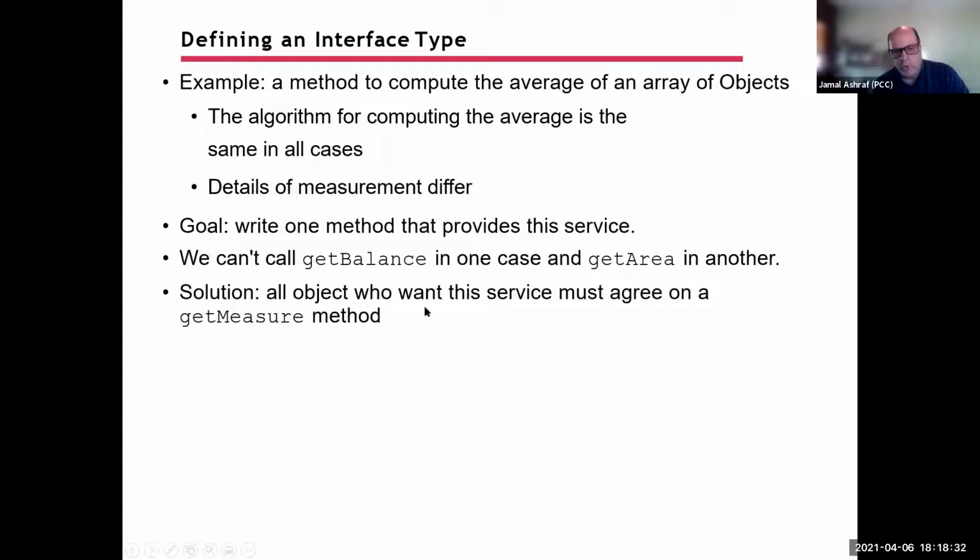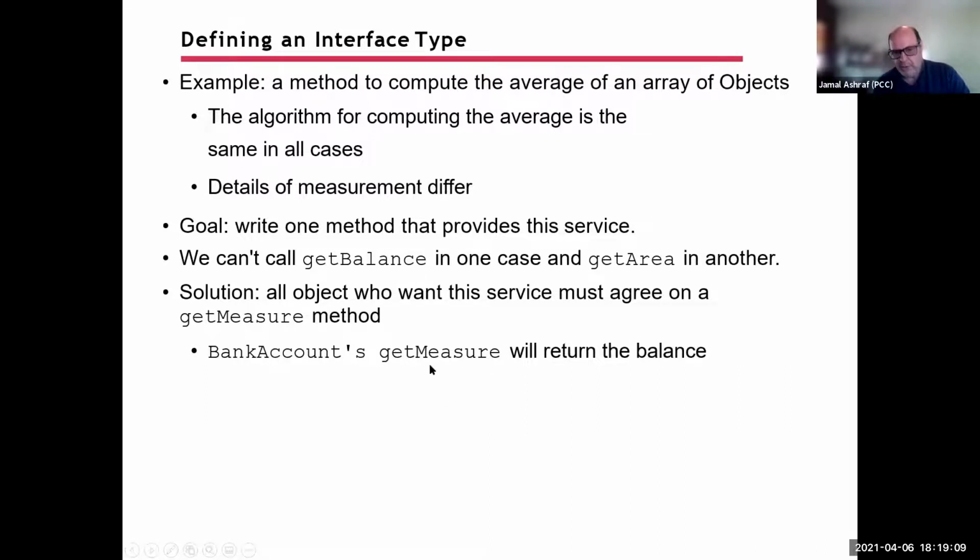So somewhere, somehow, these objects that are coming into me have to give me a number. So we're going to create something called, whatever we want to call it. In this case, it's called get measure or get a number. All of these objects that want to use my average have to have this method. So when I call my average for the object, I'm going to call this method and get the number that I need to calculate my average.